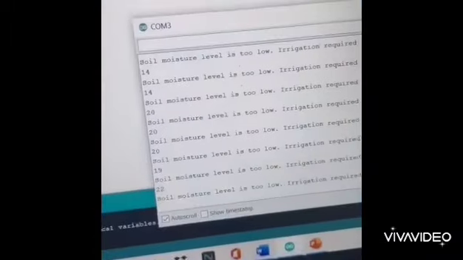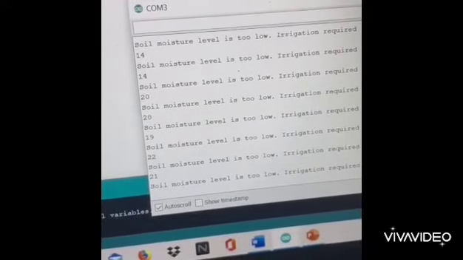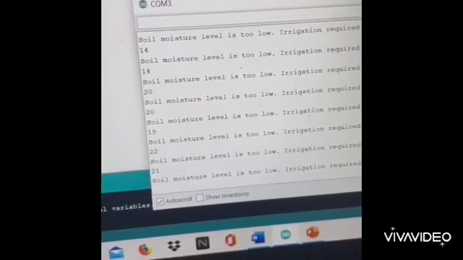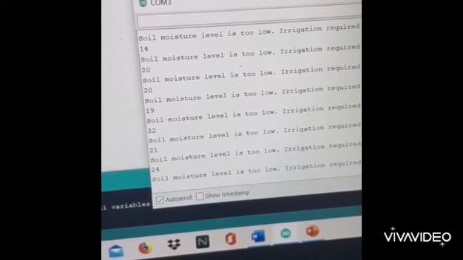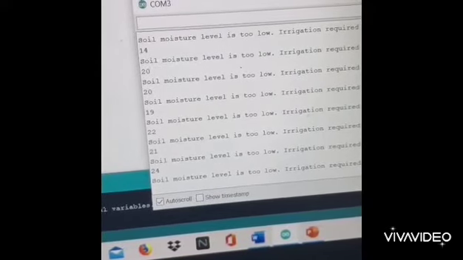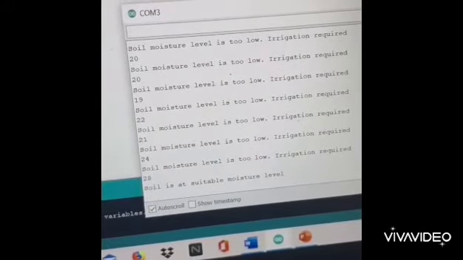When I apply the soil moisture sensor to a wet area, you can see the number going up. It is now turned off because it is at a suitable moisture level.